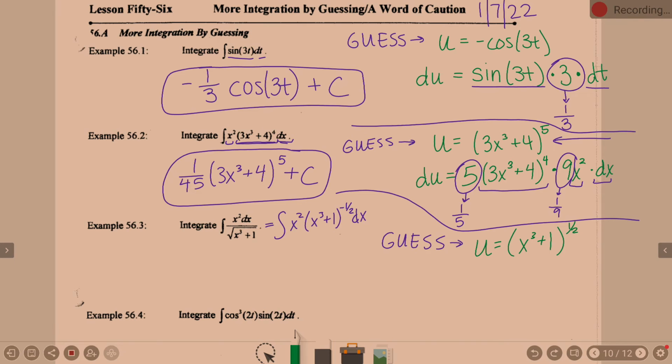So derivative of u is du. Derivative of something to the 1/2. Multiply by 1/2 out front. Keep the inside the same, so x squared plus 1. Subtract 1 from the 1/2, and I'm now at negative 1/2. You lost a cube in there. I did. Why did I do that? Yeah, somehow. Thank you.